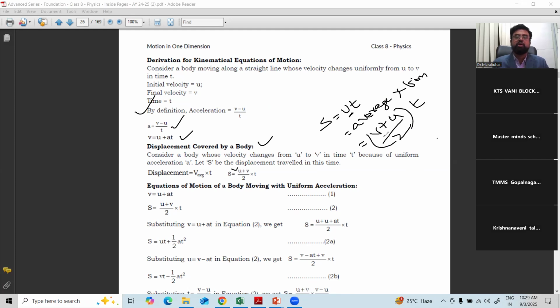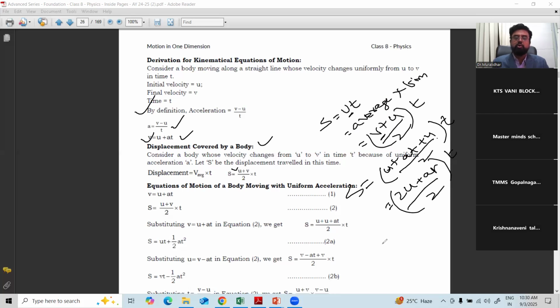But in place of v, you can write u plus at. v is equal to u plus at. Substitute here: s is equal to u plus at plus u by 2 into t. So multiply here: u plus u gives 2u, so 2u plus at by 2, into t. You can write this as 2u by 2 plus at by 2, then cancel out the 2, into t. So u into t gives ut, plus at into t, at squared, 1 by 2 at squared. That is the formula derivation.